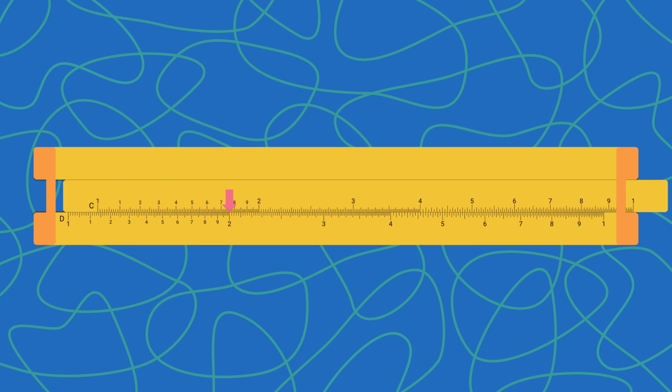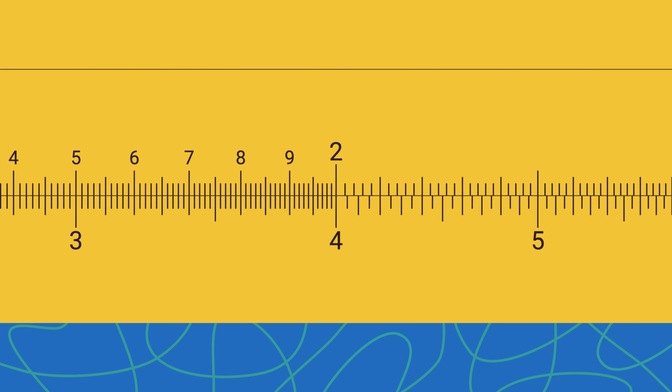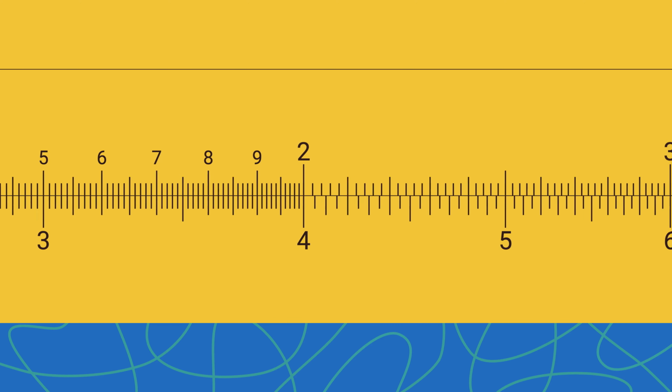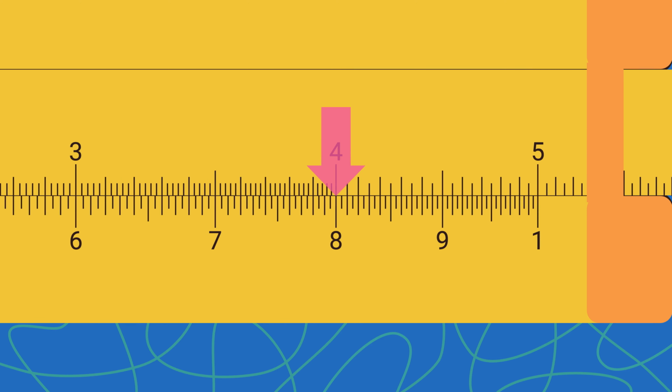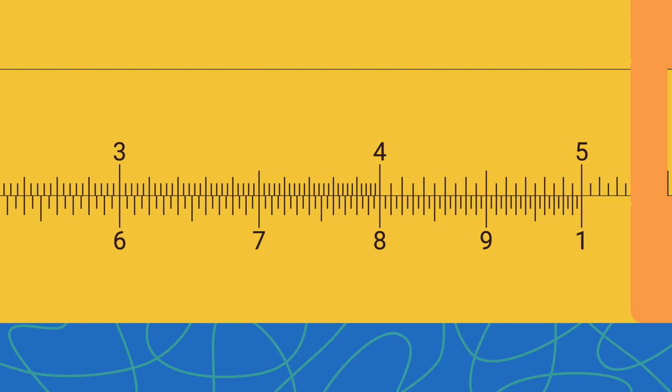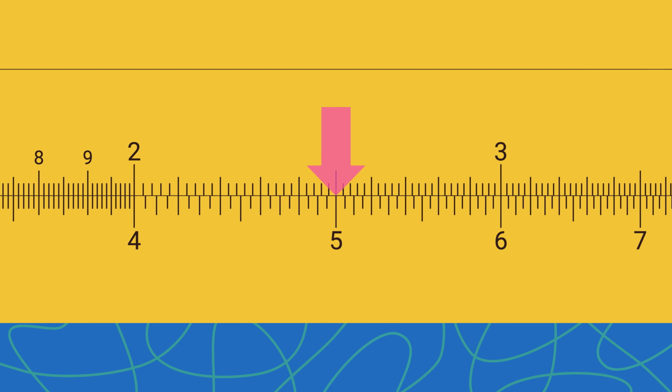Check out what happens when we slide the leftmost 1 on the C scale to line up with the 2 on the D scale. Directly across from the 2 on the C scale is a 4 on the D scale. 3 matches up with 6. 4 matches up with 8. Everything is doubled. Even fractional values work. 2.5 matches up with 5.